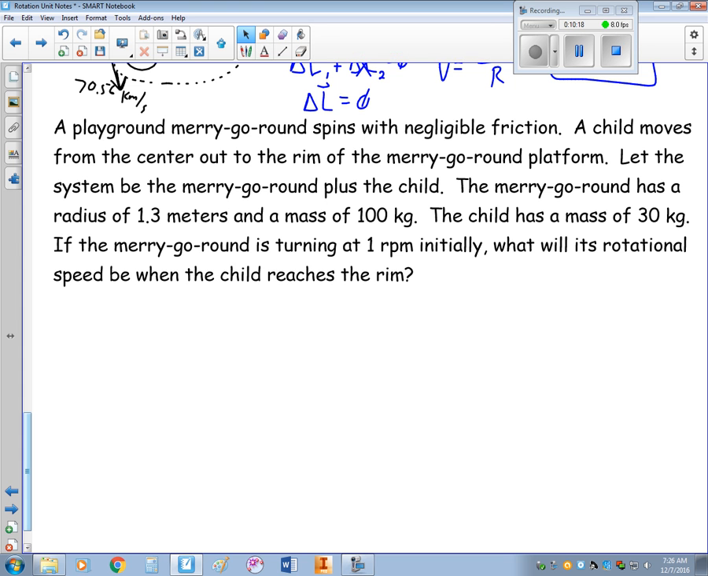the moment of inertia will be changing. Let's make a picture of this. So here's the merry-go-round. Here's the child moving from the center to the outside. And let's say it's, keep it positive, so let's say it's spinning counterclockwise.